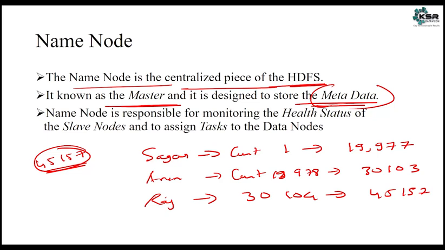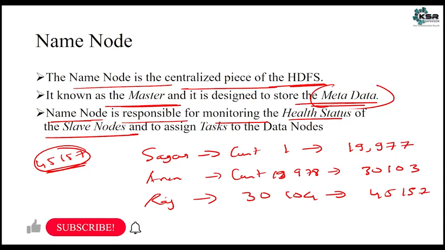Now, the NameNode, that is Santosh's machine, is responsible for monitoring the health of the slave nodes. So Raj, Arun, and Sagar are called slave nodes. Why are they slaves? Because whatever a master tells, the slave will listen. So my responsibility is to assign tasks to them. Hey Raj, please work on this task. Hey Sagar, please work on this task. Hey Arun, please work on this task.